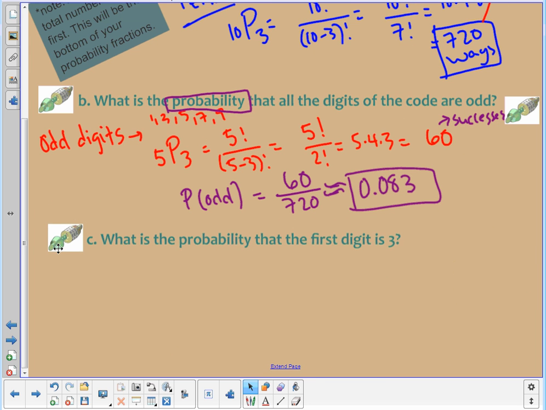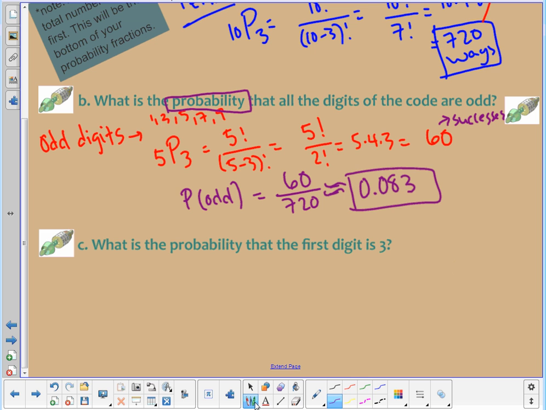If I look at part C, the next question, what's the probability that the first digit is a 3? What I need to think about is what that would look like. I have 3 digits in this code. I want the first one to be a 3, and then the second and third can be any number. Think about how many ways you can pick a 3 out of those digits. There's only one 3 in the whole thing. Once I use that one digit, I only have 9 digits left because I started with 10. Then after I place one in the second spot, I have 8 left. So I have 1 times 9 times 8, which is 72. Those are my successes.